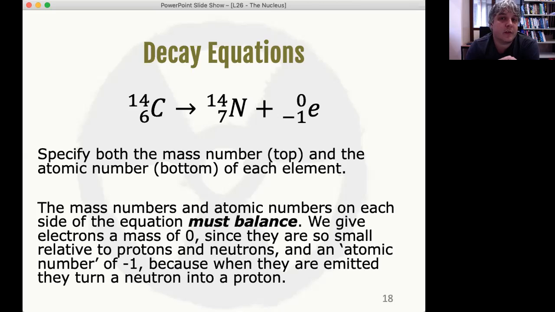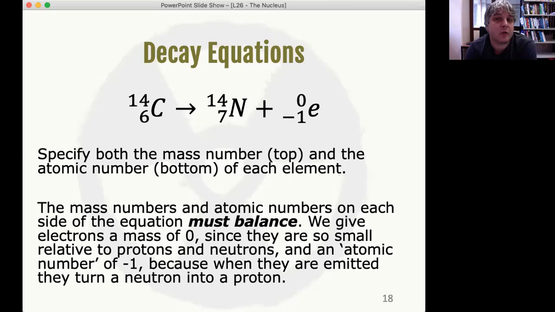We also include the atomic number on the bottom. So we've got 6 for our carbon, that becomes 7 for our nitrogen. And remember, the atomic number is just the count of protons, and protons all have a charge of +1. So we include electrons and we give them an atomic number of -1. They cancel out a proton, essentially.